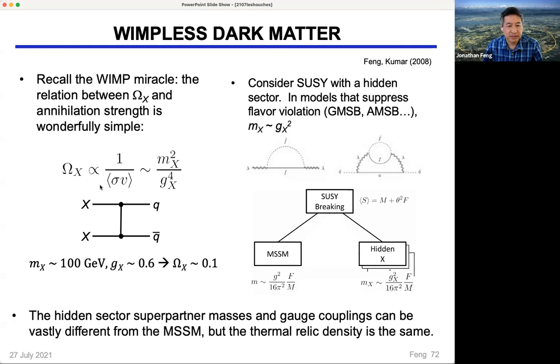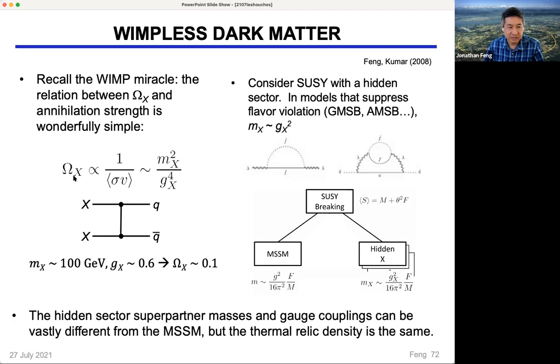So recall the WIMP miracle. For you guys, I don't have to say this for the nth time, but here it is. When you freeze out, the cross-section determines the amount left over, and the cross-section has some form, g to the 4th over m squared, because of diagrams like this. You plug in the correct coupling, the weak coupling, you plug in the weak scale mass, and out comes the right relic density.